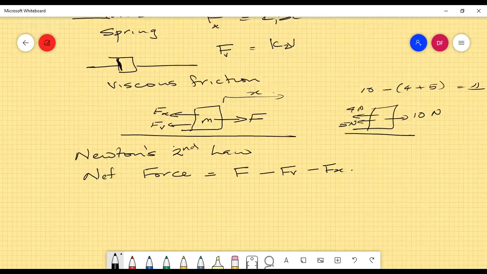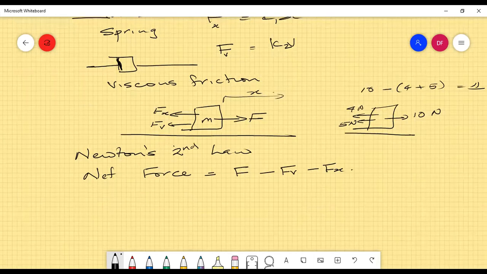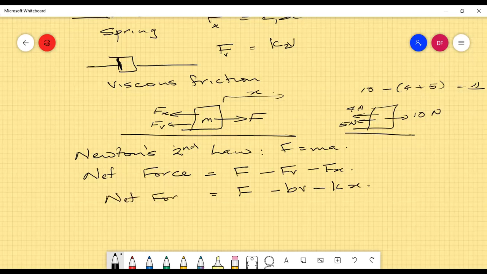Let me just write down Newton's law. Force is equal to mass times acceleration. So now, my net force is going to be F minus B times V minus K times X. And that is going to be my net force, the forward minus the back. But we said that net force is equal to mass times acceleration. So mass times acceleration is going to be equal to F minus BV minus KX.